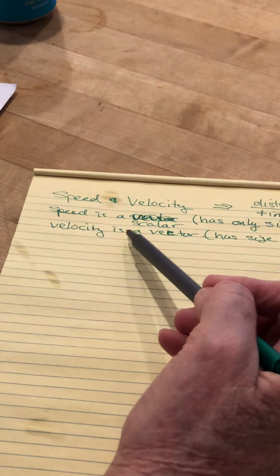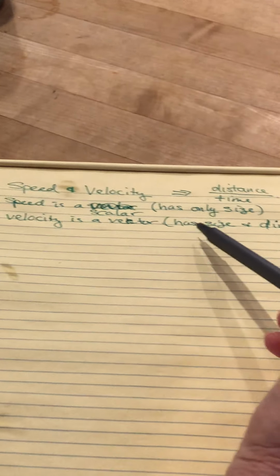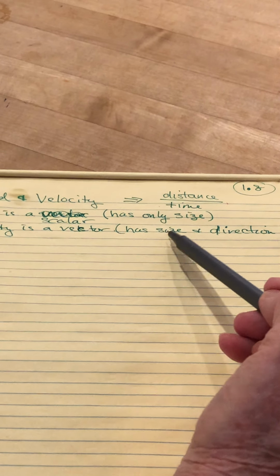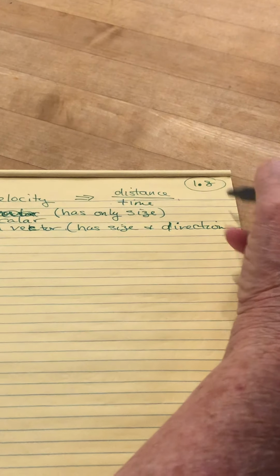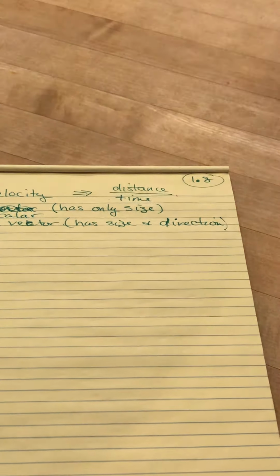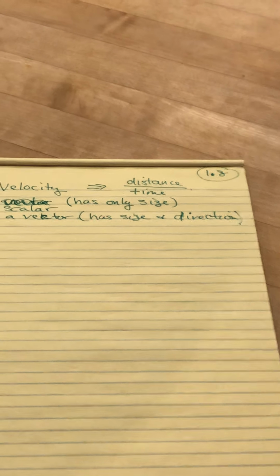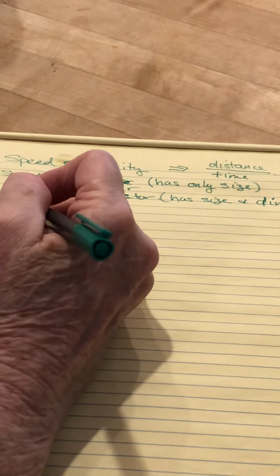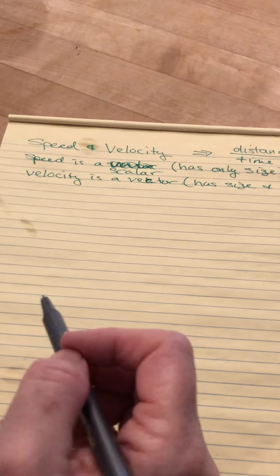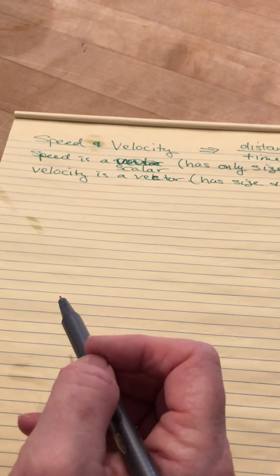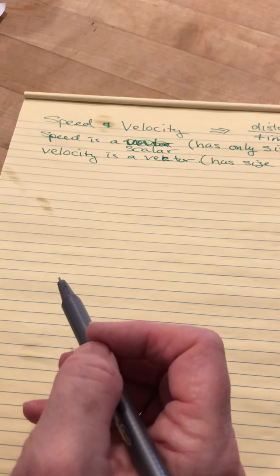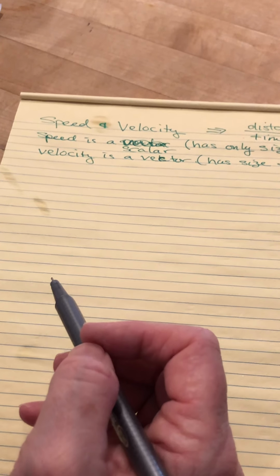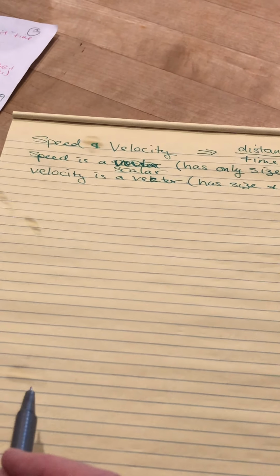However, velocity is a vector. A vector not only has a size or a magnitude, but it has a direction associated with it as well. So the calculation is going to be the same, but whenever you're talking about velocity, you're going to specify a direction: north, east, southwest, up, down, positive, negative. You're going to put a direction after those units of, say, miles per hour or meters per second.